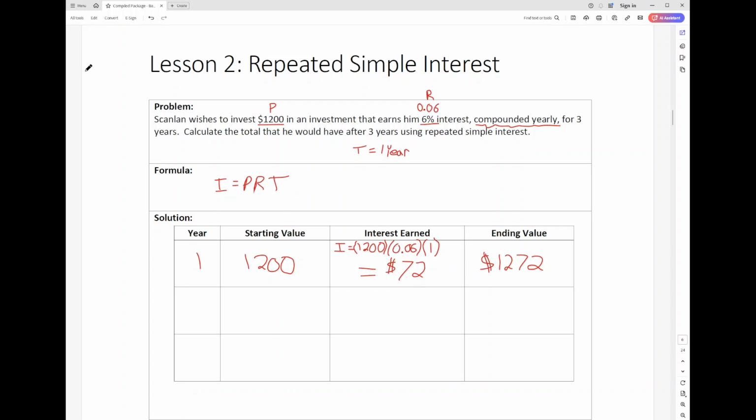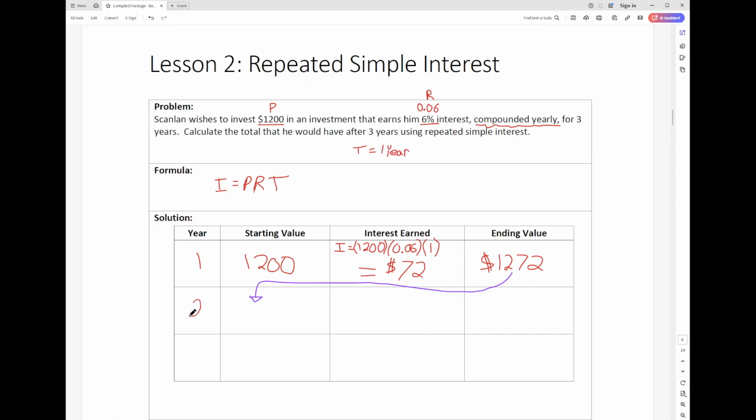So now I need to take my ending value and put it as my starting value for the next year. And that's really what repeated simple interest is, or compound interest is. At the end of that first period, which is in this case a year because it's compounded yearly, we take the ending value, which is the starting value plus the interest earned, and we apply that to the next term. In this case, it's 1 year.